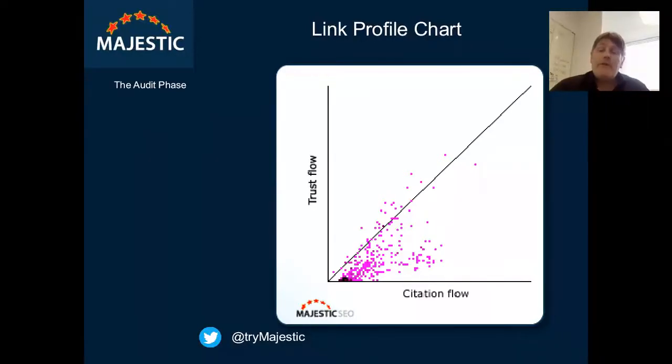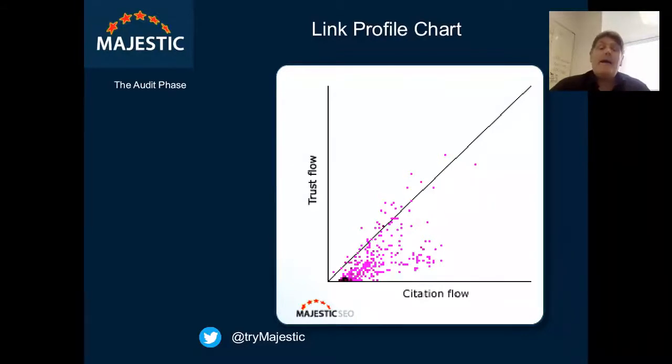And so what we do with this link profile chart is we map every link coming in and we put a dot on the citation flow, trust flow coordinates. So this is a 0 to 100 chart here and 0 to 100 chart on the vertical axis as well. And every dot represents a link coming in. And where you see dark spots, that's where there are multiple links with the same scores.